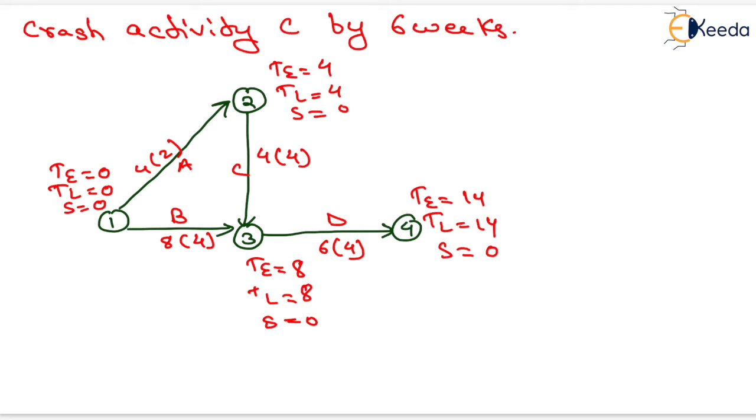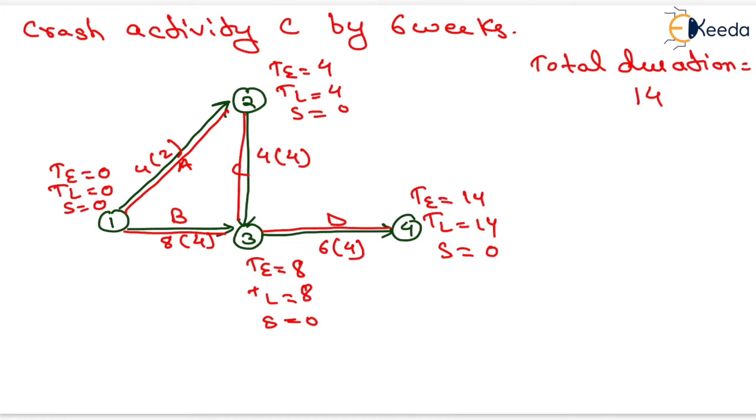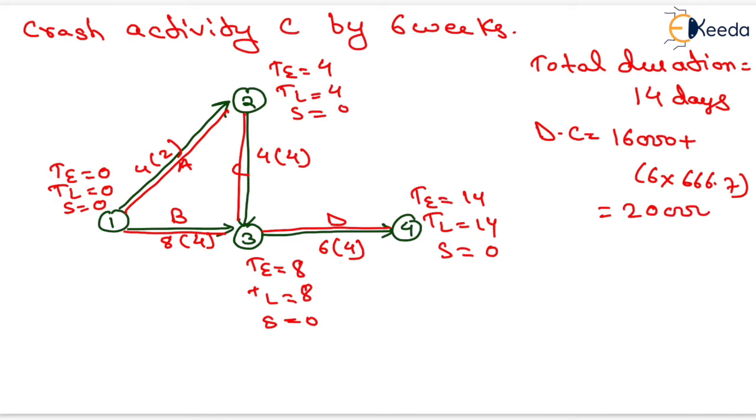So we had find the TE, TL and slack value. Now we have two critical path, that is first path will be like this and the second critical path will be like this. Now the total project duration will be equals to 14 days. Now direct cost can be determined by adding the cost slope in the direct cost of the previous case, that is 16,000 plus 6 into 666.7. On adding these we will have the direct cost equals to 20,000 rupees.